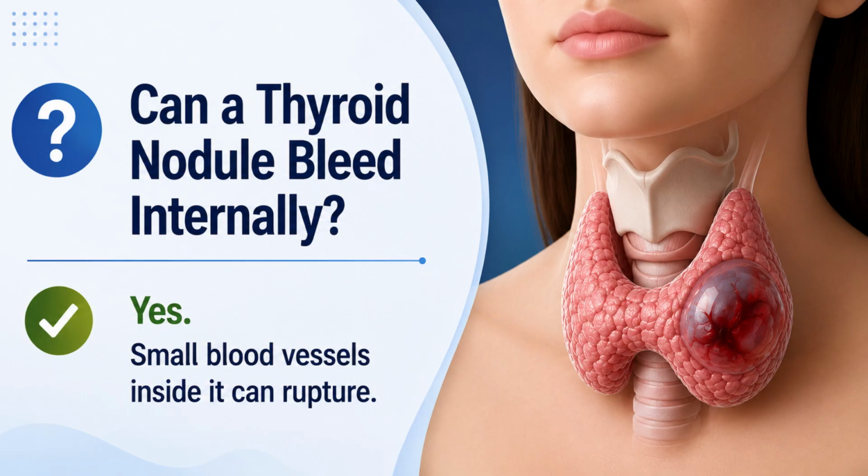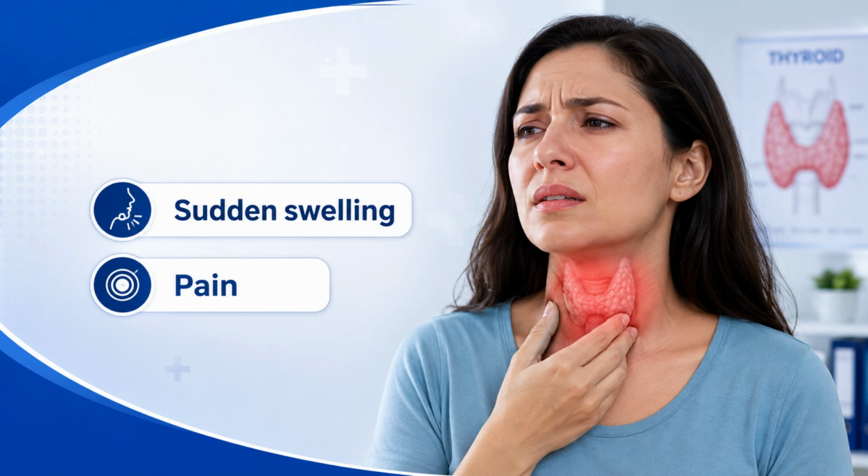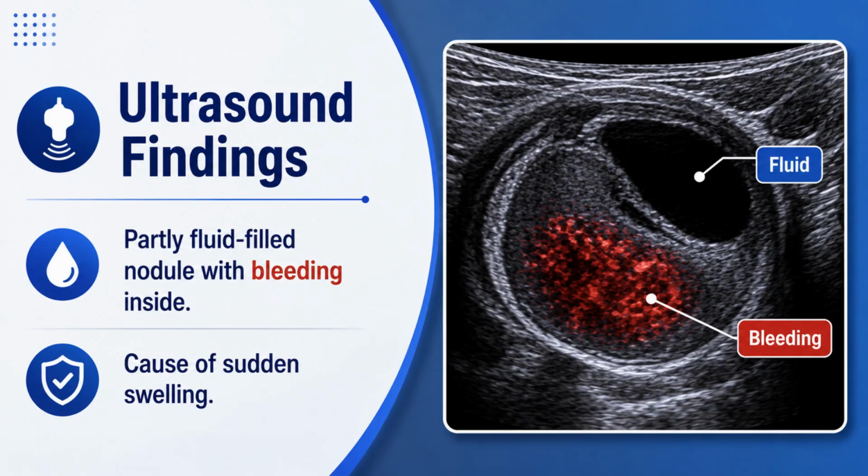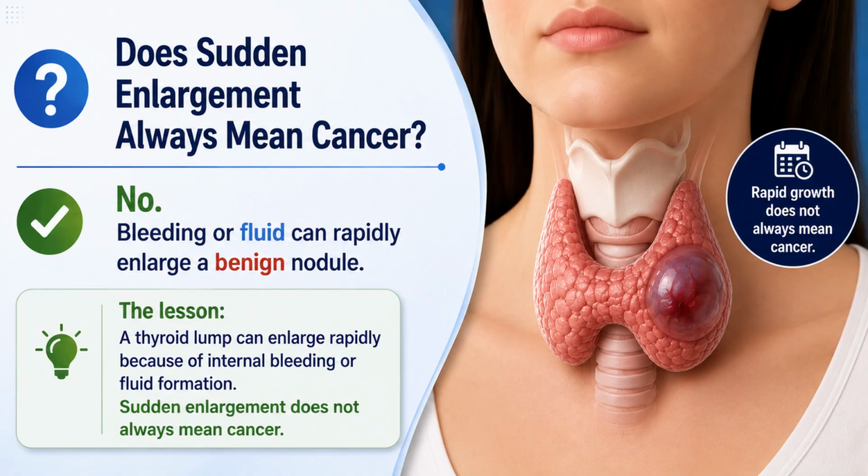Consider another clinical story. A woman once presented because a thyroid lump had become noticeably larger and painful over only a few days. She was frightened because she believed that rapid growth always meant thyroid cancer. Her ultrasound showed a partly fluid-filled thyroid nodule with bleeding inside it. The sudden swelling was caused by blood and fluid collecting inside an existing nodule. It was not caused by a new tumor suddenly developing over a few days.